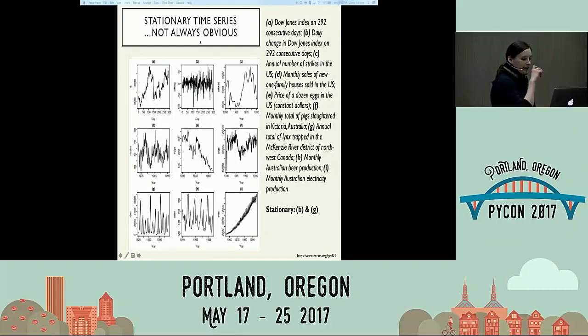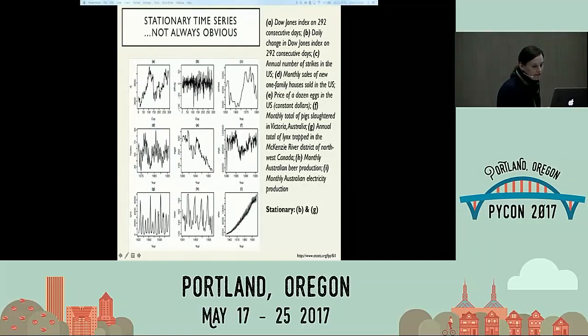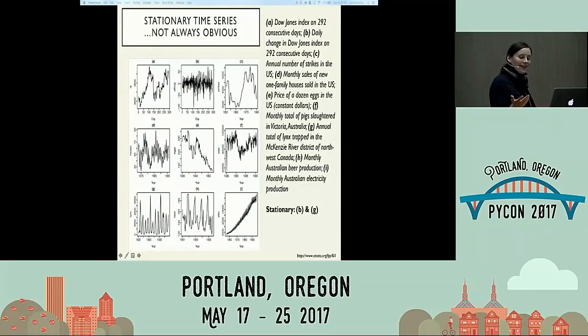So stationarity, if you look at this though, can be tricky to decide. Of all of these plots, the only ones that are actually stationary in the sense of passing a test for stationarity are B and G. Now, I don't know about you, but I wouldn't put a lot of money on these being the stationary ones and somehow being able to say, well, it's obvious that this one isn't, or it's obvious that this one isn't. So that's just something to be aware of.